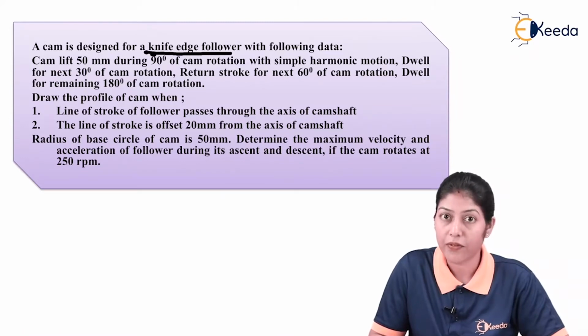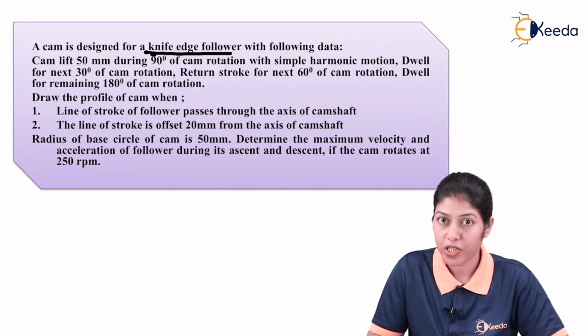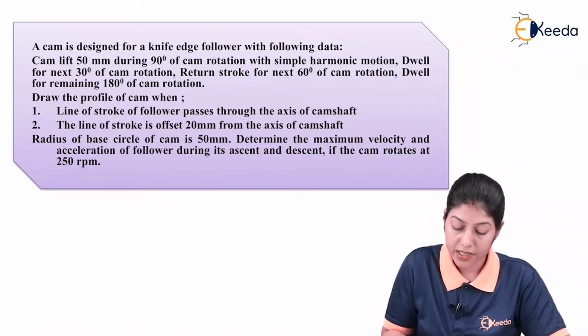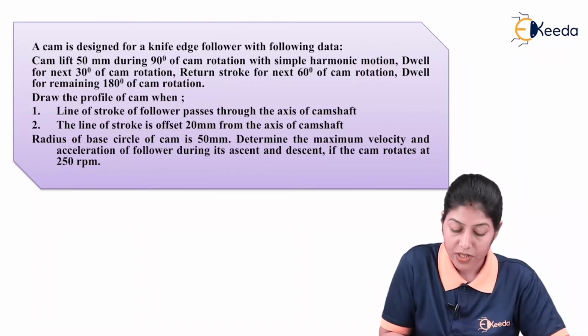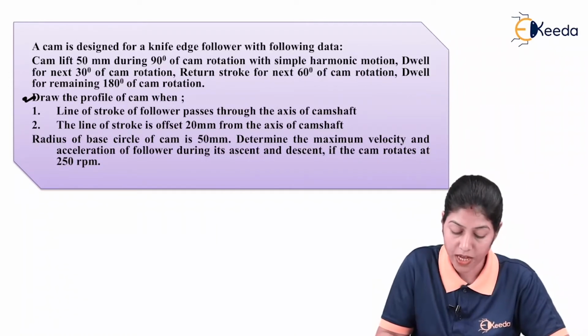Follower is given, it is knife edge follower. So on the basis of type of follower we can define the trace point. So trace point will be at the contact surface only. So here let's read the numerical again and let's define the given values. So we are considering a cam which is in contact with knife edge follower, and we have to draw the profile of the cam here.